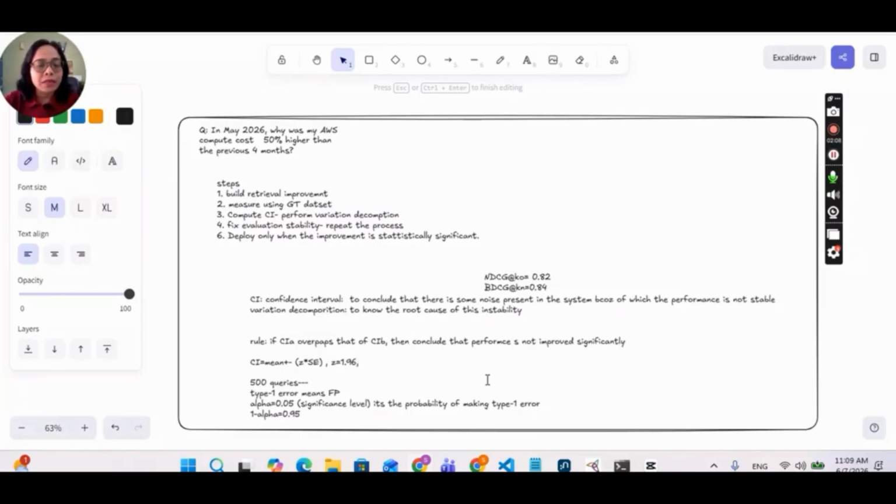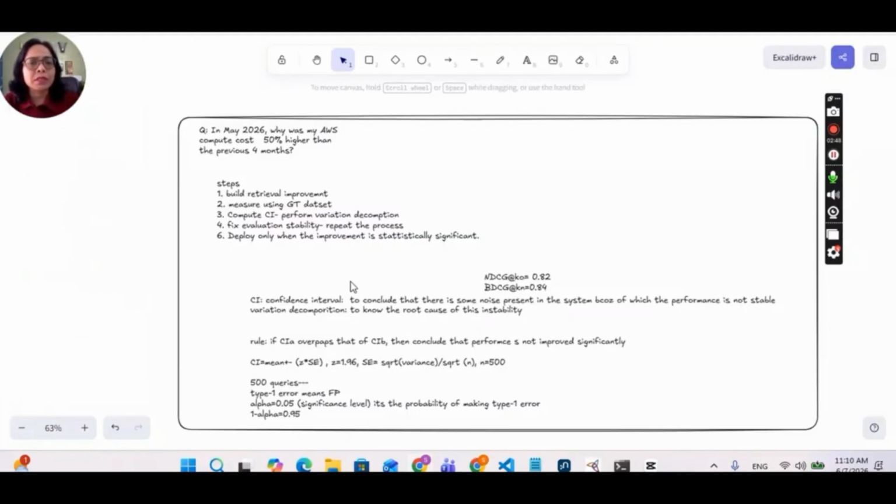And what is the formula of standard error? Standard error is equal to the square root of variance divided by square root of n. N is equal to 500. So n is equal to 500. Standard error is equal to this. Okay. So in that case, you can get the standard error. It may come 0.01 something.